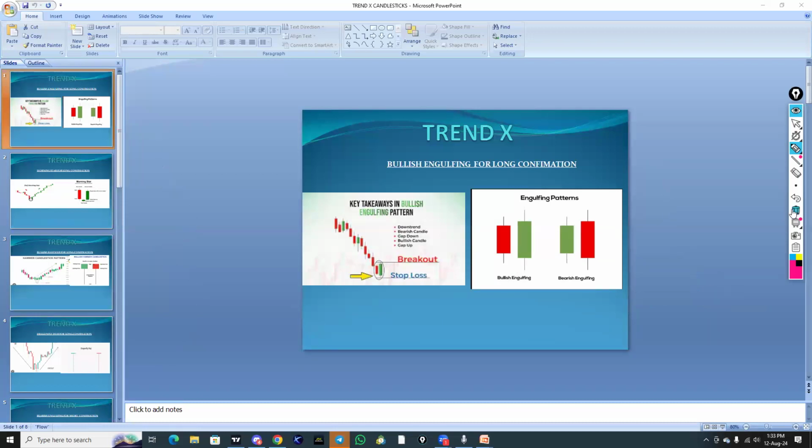Okay, this is the first candle, a bullish engulf. I'll share this PDF in the group. You can go and check it out there.